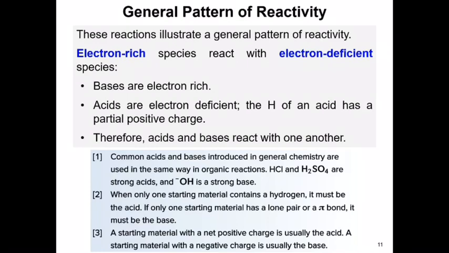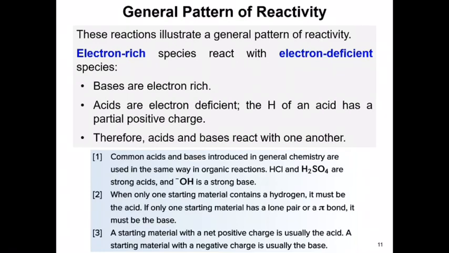So when you look at hydrochloric acid, for example, it's an acid because hydrogen is the acidic site. It's electron deficient. And so acids, which are electron deficient, will react with bases because they are electron rich.